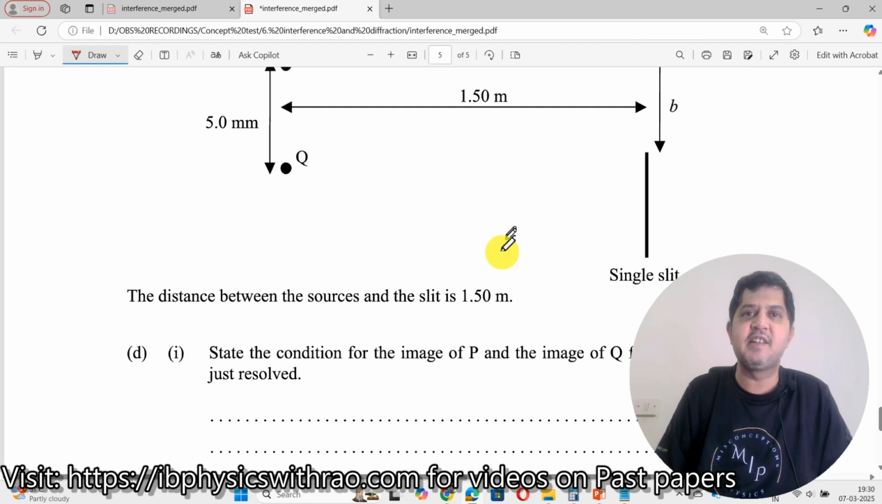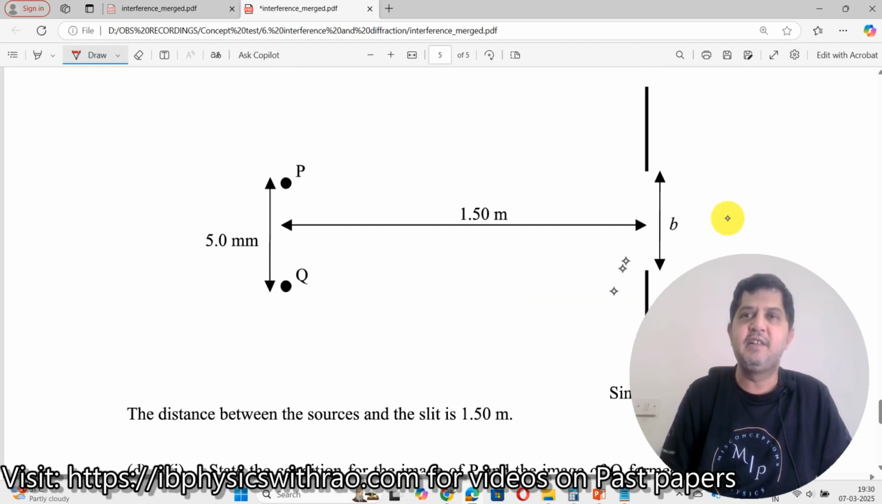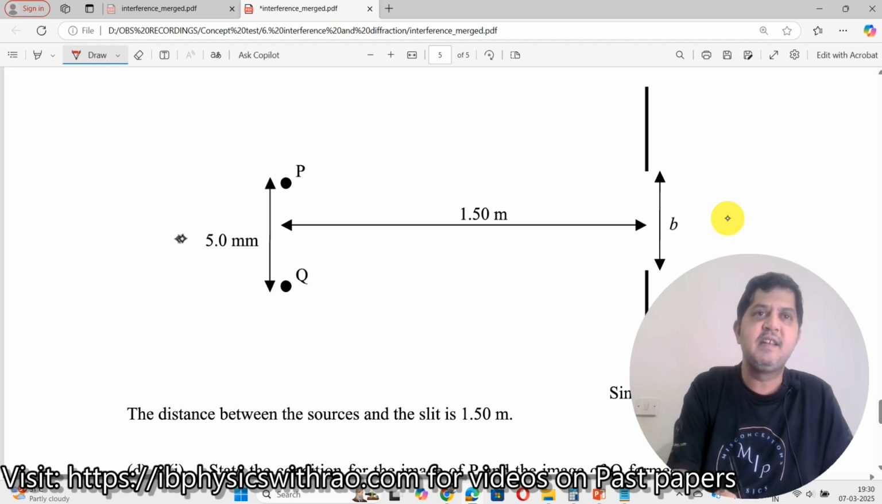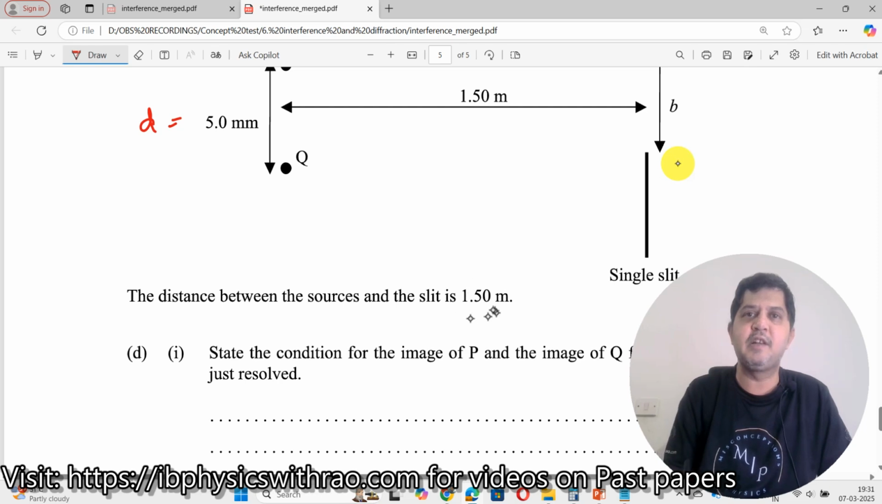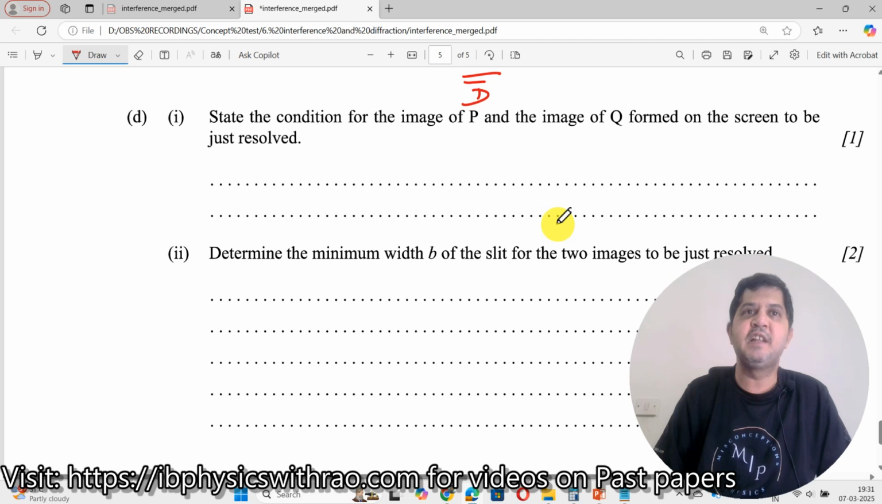The distance between the source and slit, this D, is 1.5 meter. So let us write down all that has been given to you. This is B over here, this value is capital D. And then state the condition for the image of P and the image of Q formed on the screen to be just resolved.